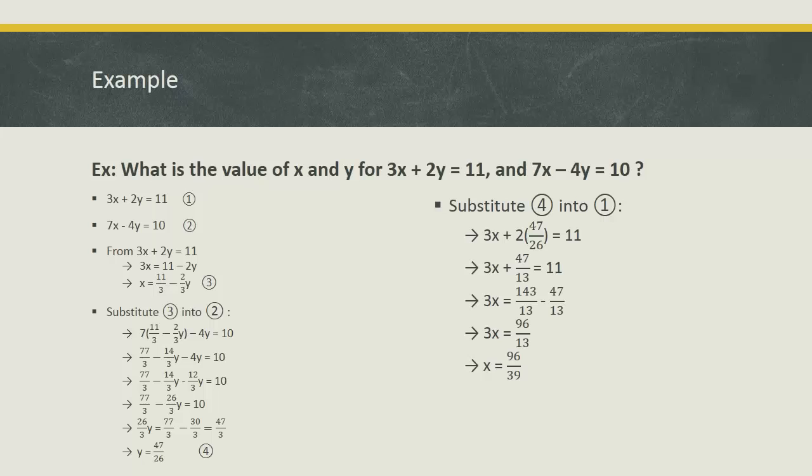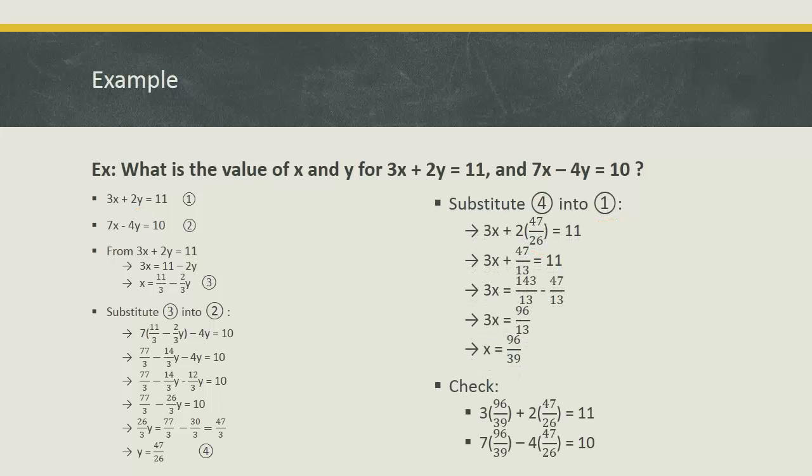Now let's substitute the value of y, which is equation 4, into equation number 1. Again, it does not matter if we choose equation 1 or equation 2, either equation works. So we put 47 over 26 into the y value over here. After calculations, we should get x equals 96 over 39.